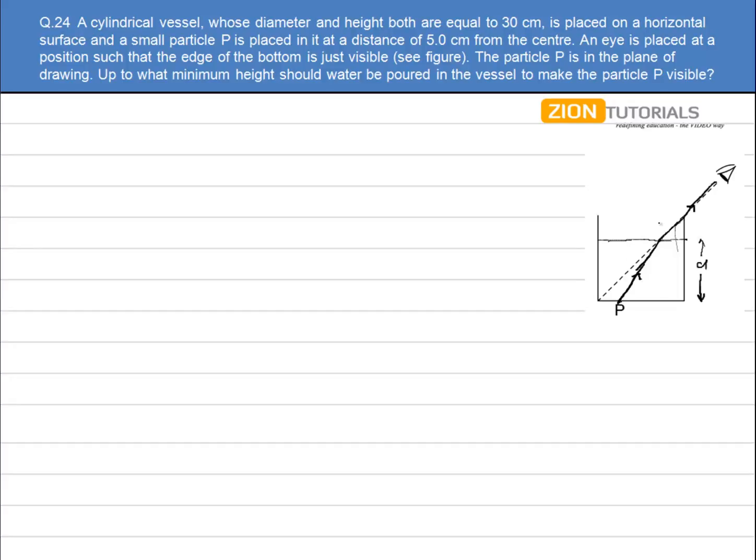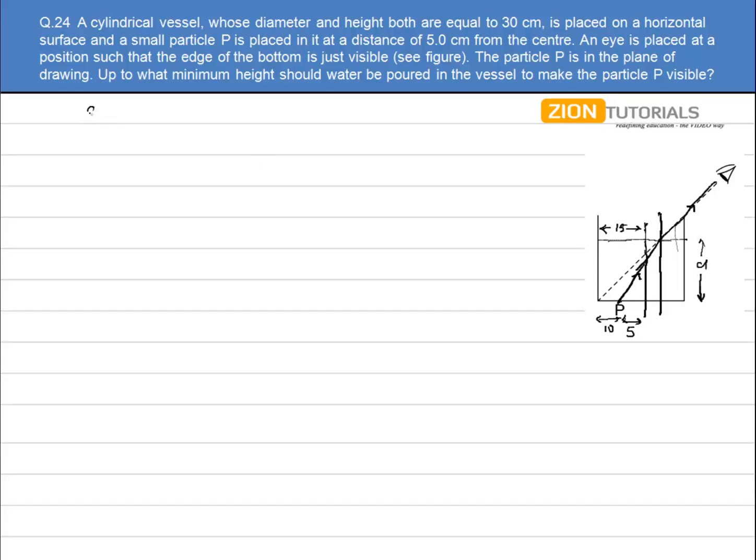Now do one thing: draw the normal at this very point, stretch it to the bottom, and this is my center, let's say. So the distance from the edge to the center is 15 because the diameter is 30 cm, that is given to me. This distance from the center is 5, that is given to me, and the total distance is 15, so this distance will be 10.